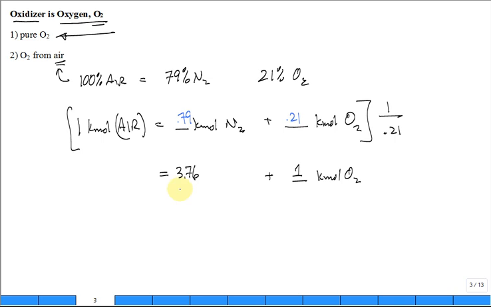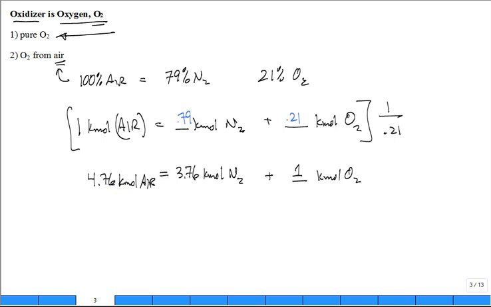3.76 with some change, but the book rounds off the rest of those digits, and it's just 3.76 kilomoles of nitrogen. And then if I take 1 divided by 0.21, I'll get 4.76 kilomoles of air.